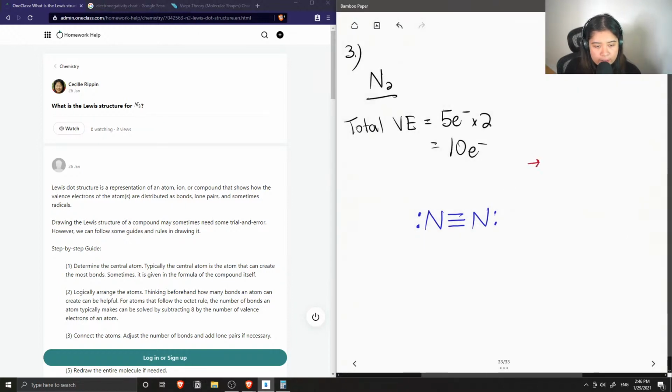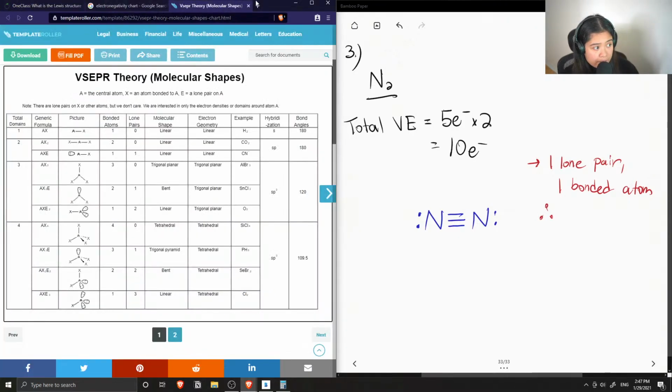So if we look at one of the nitrogens, we'll see that it contains 1 lone pair and only 1 bonded atom. So if we looked at its VSEPR shape, when we have 1 lone pair and 1 bonded atom, its molecular shape and electron geometry is linear.